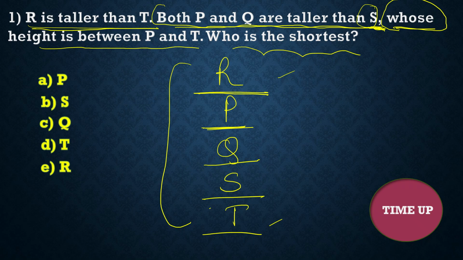Both P and Q are taller than S. Yes, it is satisfying. Whose S height is between P and T? That is also correct. Somewhere in between. S is coming in between P and T. Now what they have asked, who is the shortest? So from top, this is the tallest. From tallest, this will be the shortest. So shortest will be T. So the correct answer is D, that is T. T is the shortest.